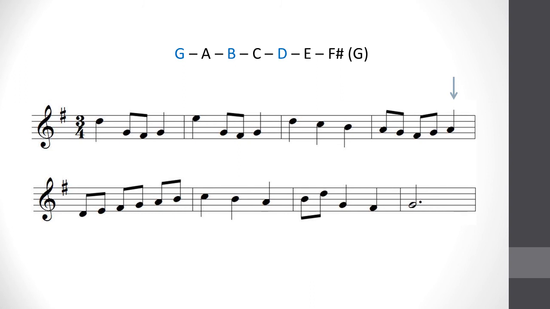Line 1 is the first phrase. It ends on unstable tone A and suggests continuation. Line 2 is the second phrase. It ends on the strongest stable tone, G, and suggests finality. Let's listen.